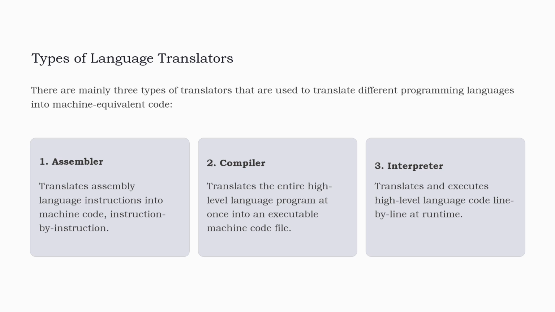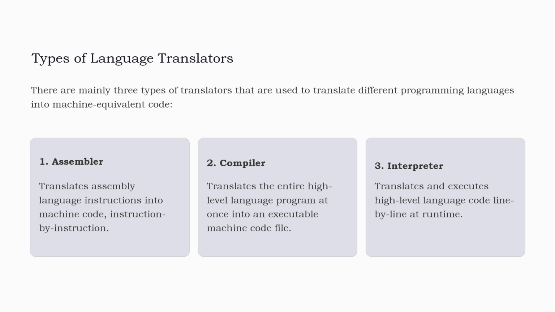These instructions are easier for humans compared to binary code, as you know that binary code is only in the form of zeros and ones. The assembler performs a one-to-one translation, meaning each assembly instruction is converted directly into one machine instruction.